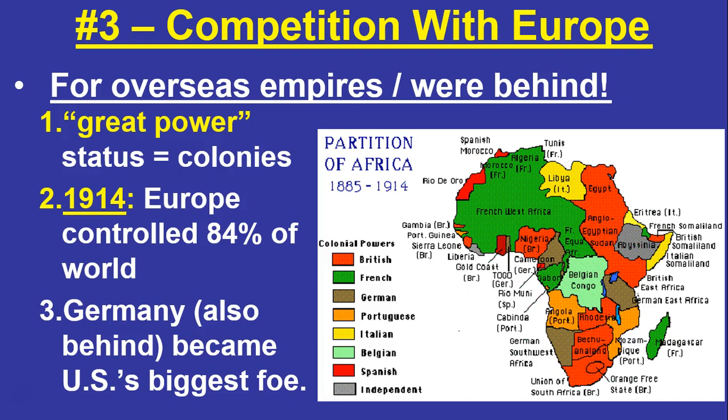Number three reason is competition with Europe. You've been through this in your world history class before, when the Europeans were kind of driven out of the Americas over time, Spain most recently. They start looking at other places and they start partitioning places like Africa, and Europeans control 84% of the world by 1914. Some other countries were a little bit behind, but the United States is really behind.